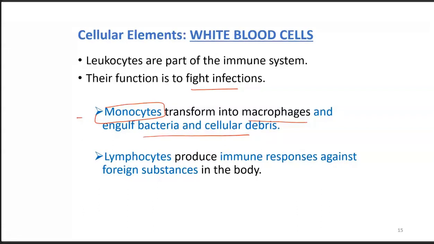Okay, so the lymphocyte produces immune responses against foreign substances in the body, such as against pathogens, or even allergens, molecules that enter into your body that cause allergic reaction. So, immune responses. The lymphocytes, we have the B cell, B lymphocyte, and you have the T cell, T lymphocyte.